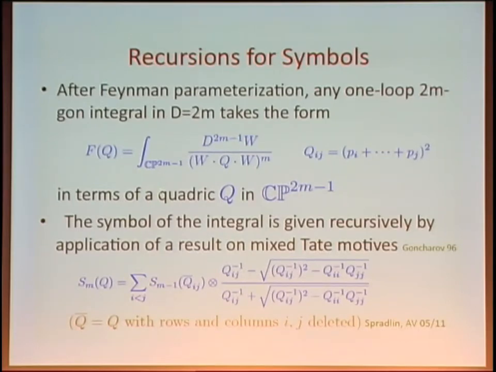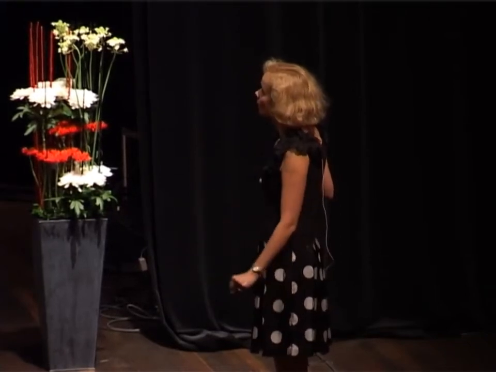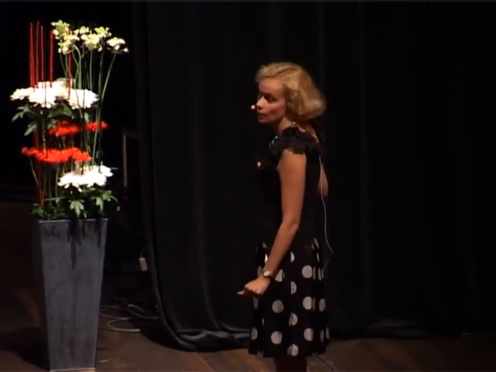You can reduce it to some quadric in CP^(2m-1). And miraculously, Goncharov in '96 wrote a symbol, and he had some other way, he was computing some cohomologies, but he had an answer in his '96 paper for this. The answer is given in terms of a recursion in m. The symbol of an m-gon is given as a symbol of an (m-1)-gon, and the quadric which enters into this integral.